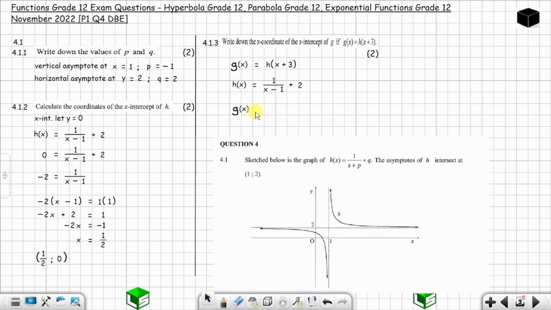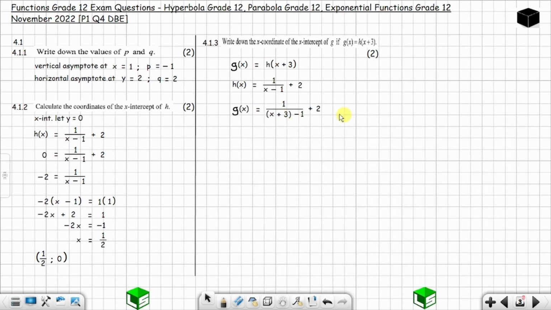Let's do that. This is equal to 1 over, you have x there. You are going to substitute x with x plus 3, and remember, you have minus 1, and then you have plus 2. Now you have g of x. Now, what they want you to write down is the x coordinate of the x-intercept of g if g of x is equal to h of x plus 3. This is g of x.